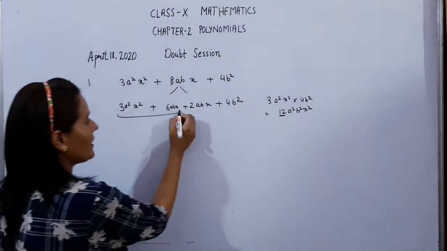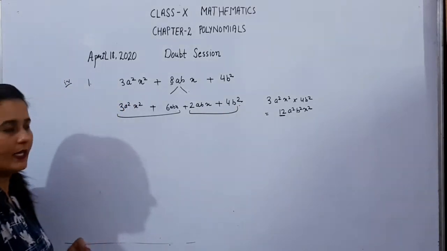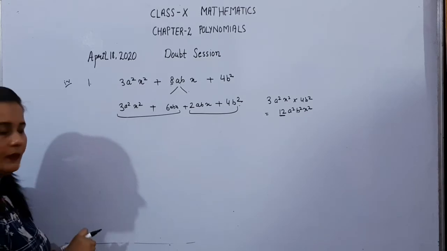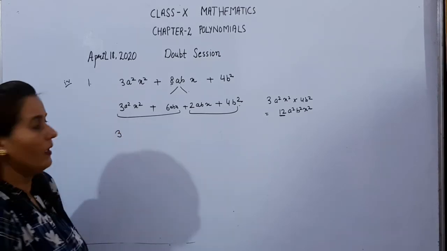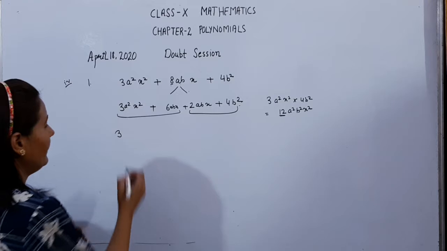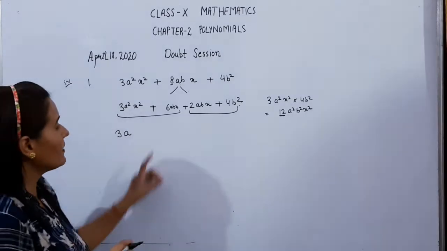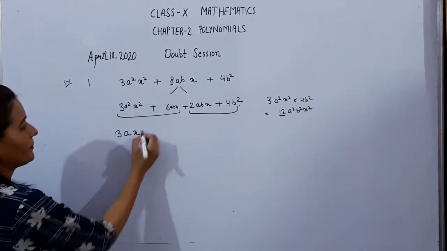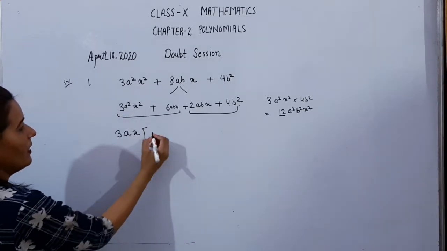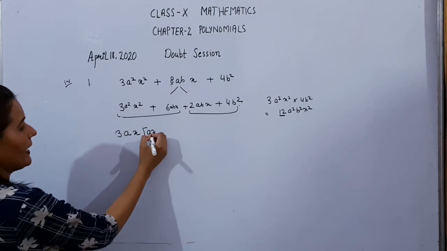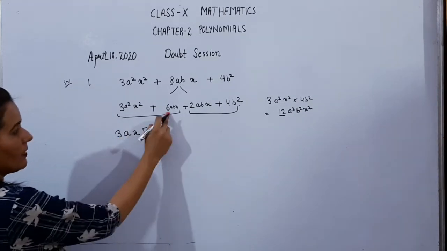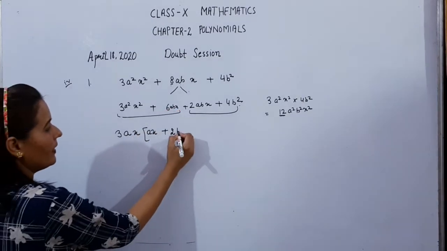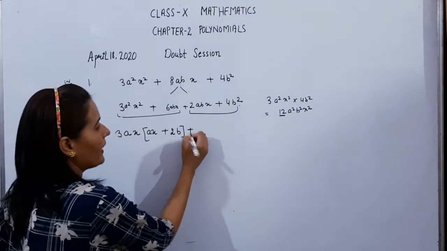Now the next step is taking common from the first two terms and the last two terms, right? What is common in the first two? 3 is a common factor, a is common, and x is common. So we are writing 3ax here. What are we left with in the first term? x only, and in the second, a is cancelled, x is cancelled, so here we are left with 2b, okay? Now take common from these two.